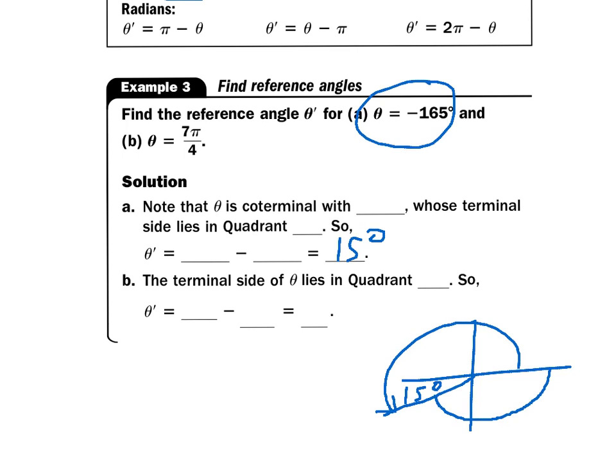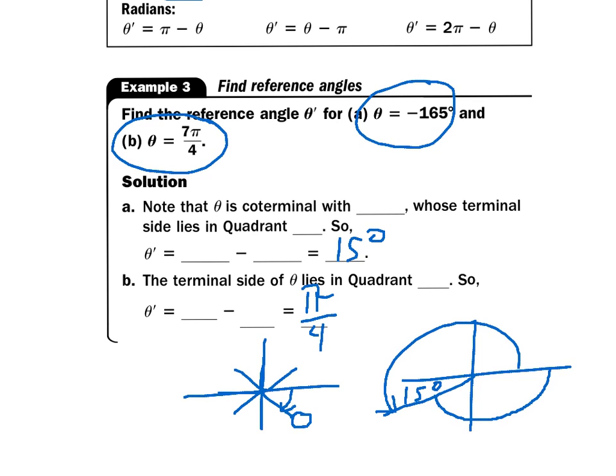Okay. And if you look at B, the 7 pi over 4, well, let's take a look. Let's see. 1 pi over 4, 2 pi over 4, 3 pi over 4, 4 pi over 4, 5 pi over 4, 6 pi over 4, 7 pi over 4 is right down here. Well, it's 45 degrees from the center, or pi over 4 from the x-axis, so its reference angle is pi over 4.